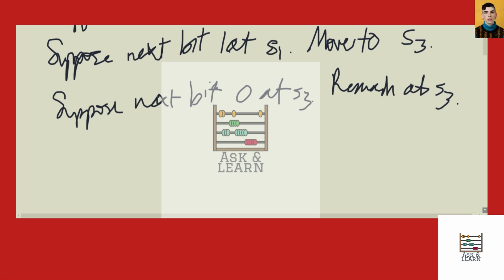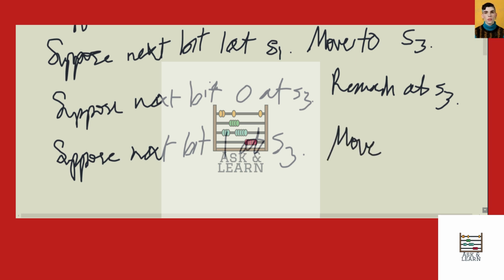Suppose instead, though, that the next bit is a 1 at S3. Well, to get to S3, we had to have a 1 followed by any sequence of zeros followed by another 1. So if we are to add another 1 onto this string, it should not be recognized. And so we should move to a non-final state that we cannot escape from, which is S2.